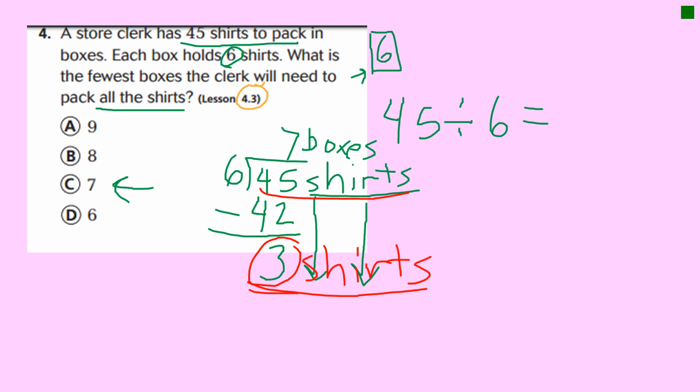Right, guys? So 7 boxes will hold 42 shirts, but we need another box. It's not going to be a full box, but you still have to put the 3 leftover shirts in a box. You need 8 boxes. Okay? Whenever you have problems like this, guys, really put yourself in the story and think, what is that? Label, what's that? And what does my remainder mean? I have 3 shirts laying on the floor in the store. Put them in a box.